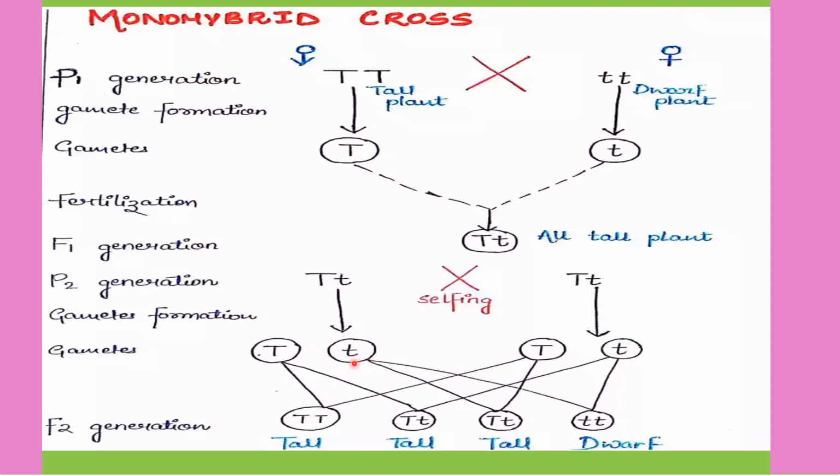These are gametes. Capital T is one gamete, small letter t is another gamete. Gametes we are representing like this. In this way also we will get the phenotypic ratio 3:1, and genotypic ratio 1:2:1. But the method of crossing is different. In this way you can cross without using a Punnett square.